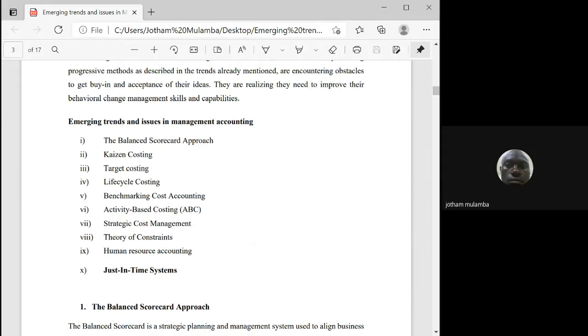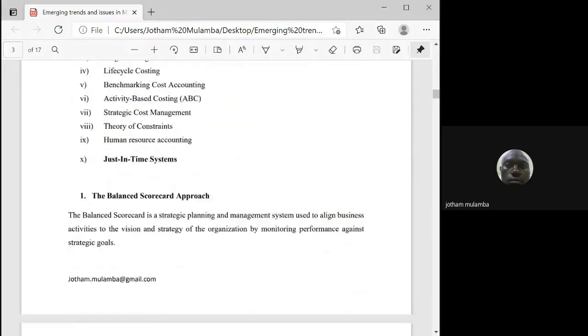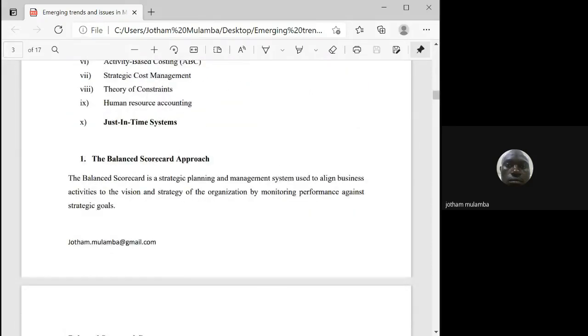Other than that, we also want to look at other things that are associated with management accounting. One, we start off by looking at the balanced scorecard. The balanced scorecard is a strategic planning and management system used to align business activity to the vision and strategy of the organization by monitoring performance against strategic goals.